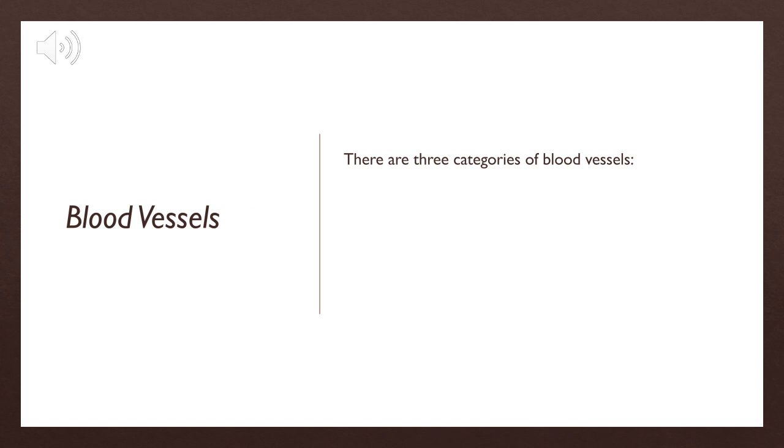There are three categories of blood vessels. First, we have arteries. Arteries carry blood away from the heart. Most times, blood leaving the heart is going to be very oxygen rich so that that oxygen can be carried to our body tissues. There is one exception to this rule, and we'll go into that towards the end of the lesson.